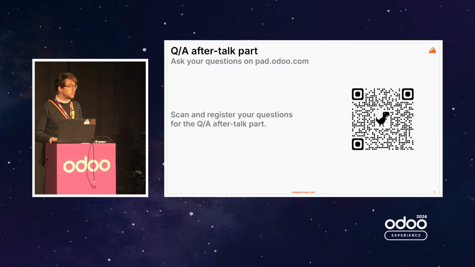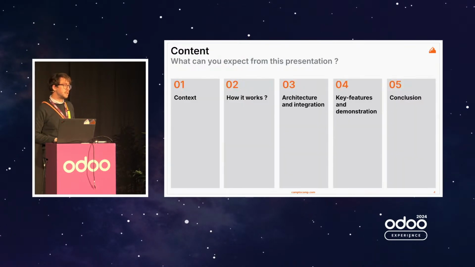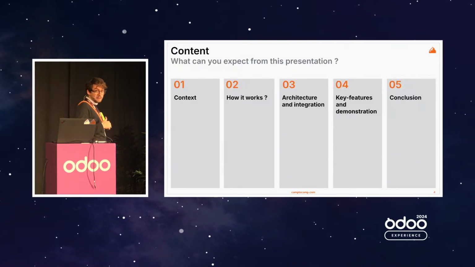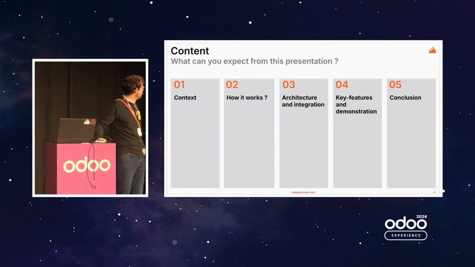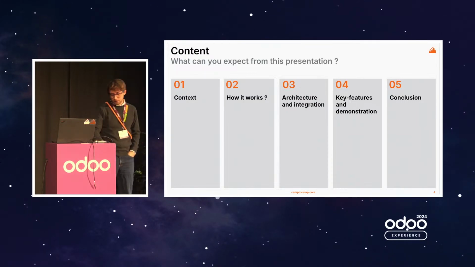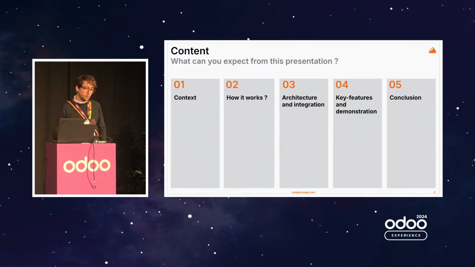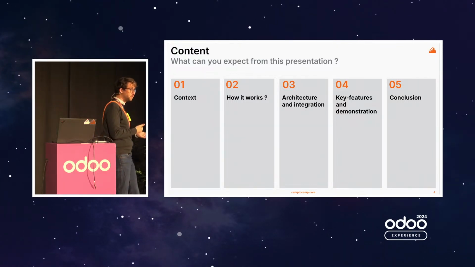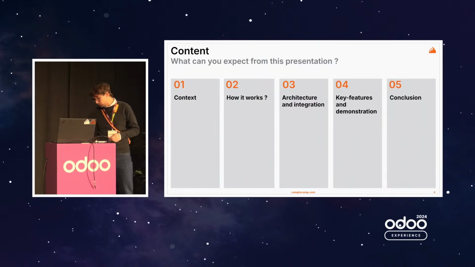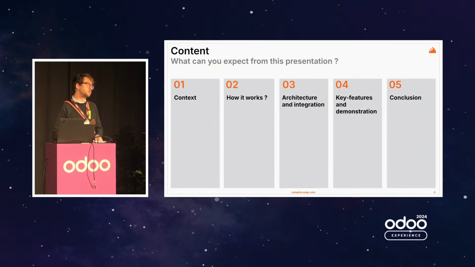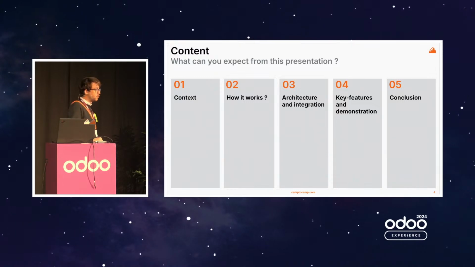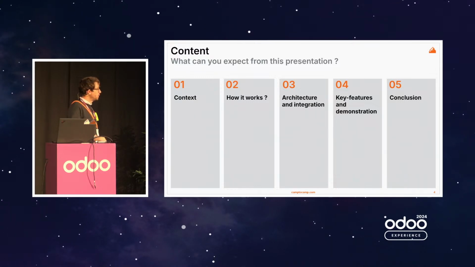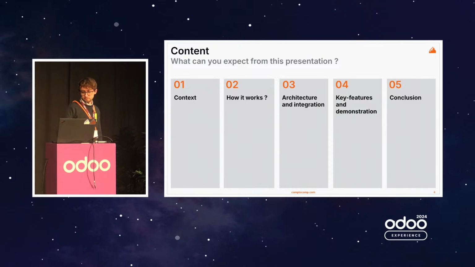So what we are going to talk about today is electronic invoicing. Let's start with a summary: a little bit of context, how it works, what the architecture is of the module that enables electronic invoicing for Switzerland in Odoo, some key features and a live demonstration, and we're going to end with a conclusion. And I hope with this content, you're going to have a clear vision of how it works.